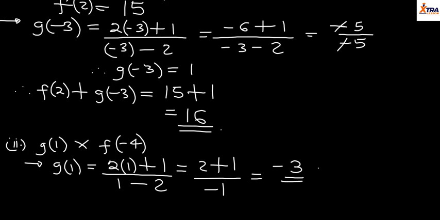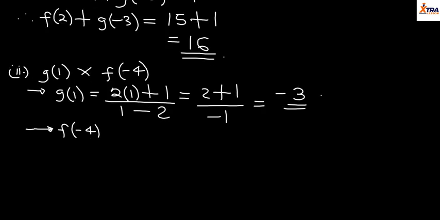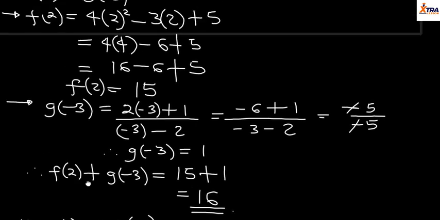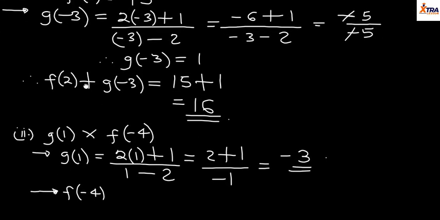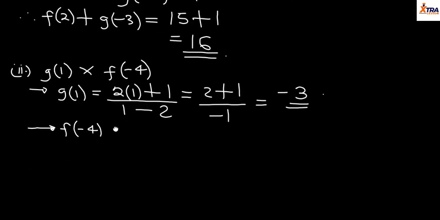The same way I've gotten my g of 1, I need to get my f of minus 4. What does the f of x function give us? Let us remind ourselves. It tells us 4x squared minus 3x plus 5. So in this case, our x is no longer x, it is now minus 4. So I have 4 times minus 4 squared minus 3 times, no more x again, we have minus 4. Simple substitution, and then we simplify.